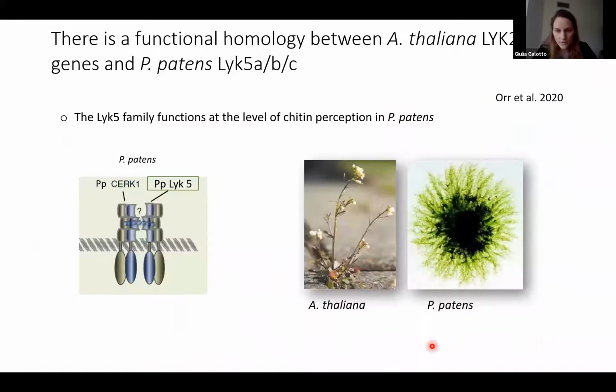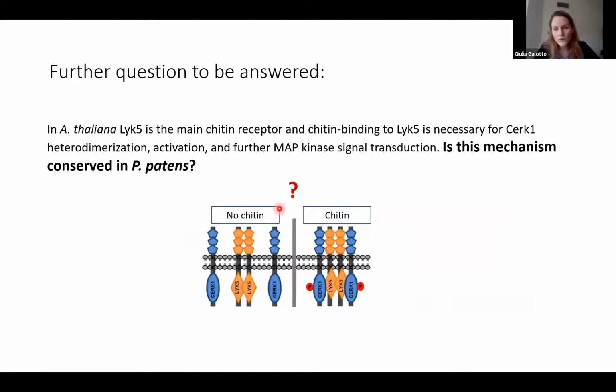So, thanks to this data, we can conclude that there is a functional homology between the Arabidopsis LIC family and the Physcomitrella patens LIC5 family. So the LIC5 family functions at the level of chitin perception in Physcomitrella patens, as in Arabidopsis. As for future directions, it would be interesting to answer this question. In Arabidopsis, it is necessary for chitin to bind to LIC5 for the heterodimerization and activation of SIRC1. It would be interesting to verify if this mechanism is also conserved in Physcomitrella patens.